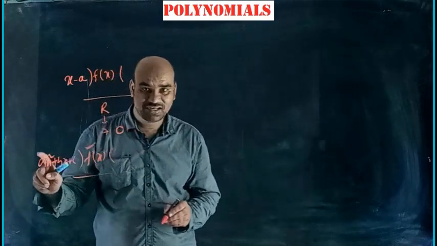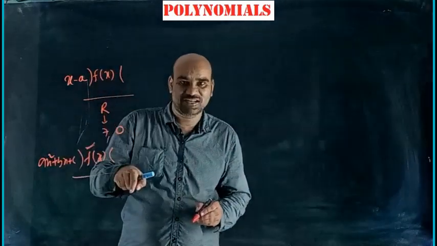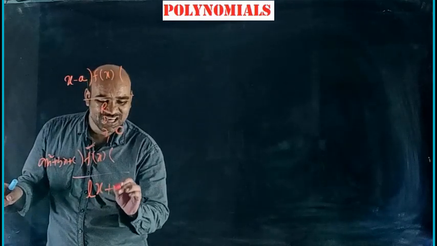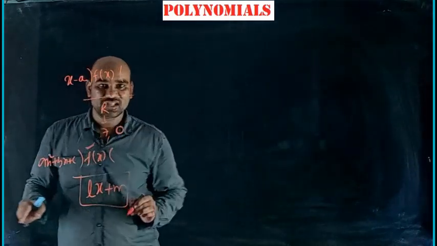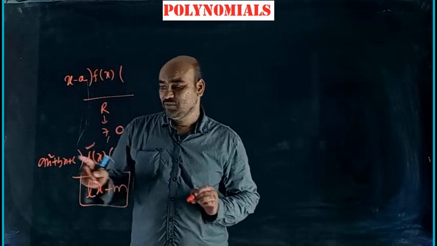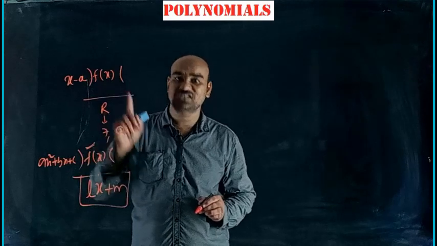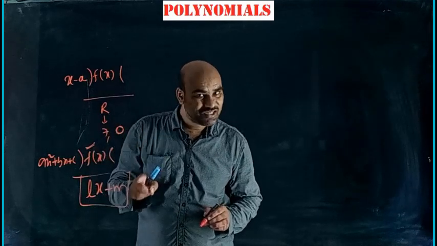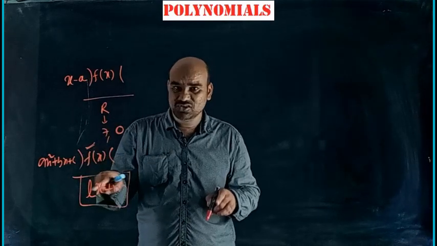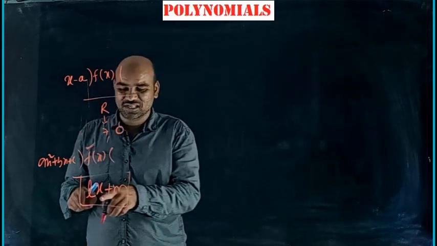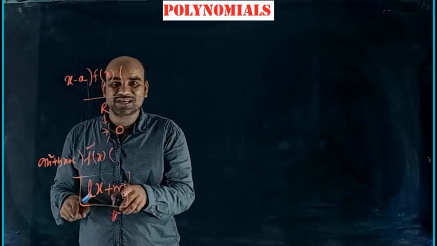This is second degree, so the remainder should be less than second degree. That's why I can say that the remainder is Lx plus m. Less than second degree means what? It may be first degree, or it may be 0 degree, or totally the remainder is 0 whose degree is undetermined. That's why all together you can say that the remainder is Lx plus m.